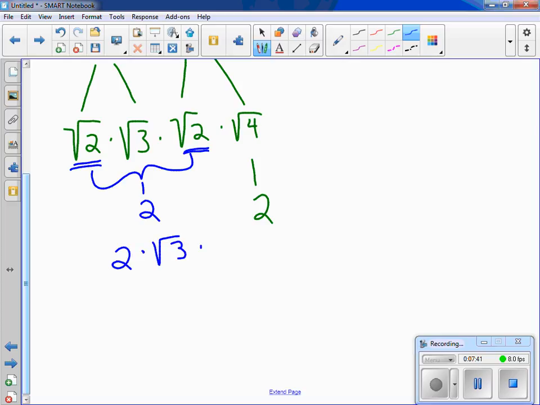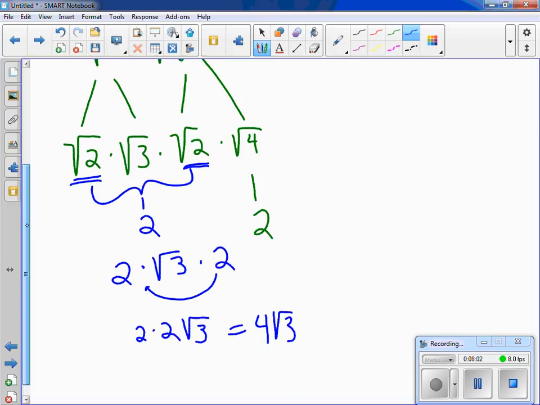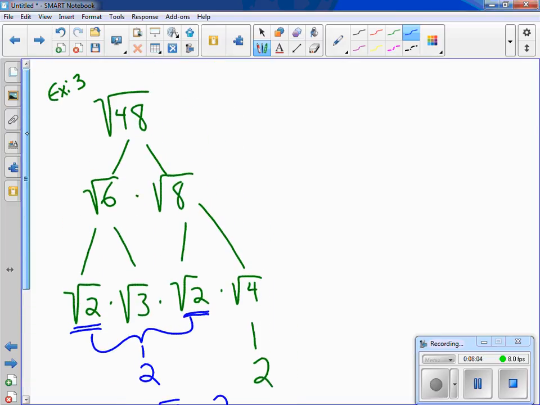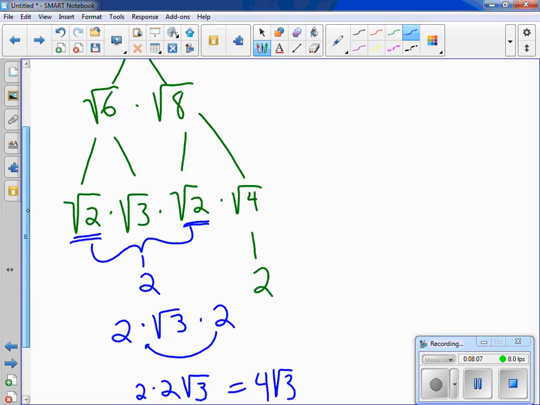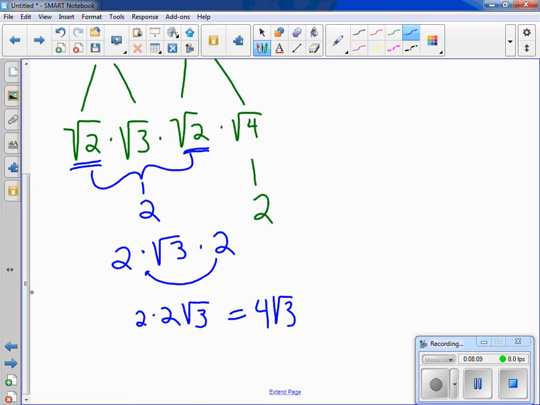So like we saw before, when they're out underneath the radical sign, they're going to go in front of the radical sign. So it's just 2 times 2, radical 3, and of course 2 times 2 is just 4, so 4 radical 3. So the way that we can express or simplify this radical square root of 48 can be expressed as 4 square root of 3.